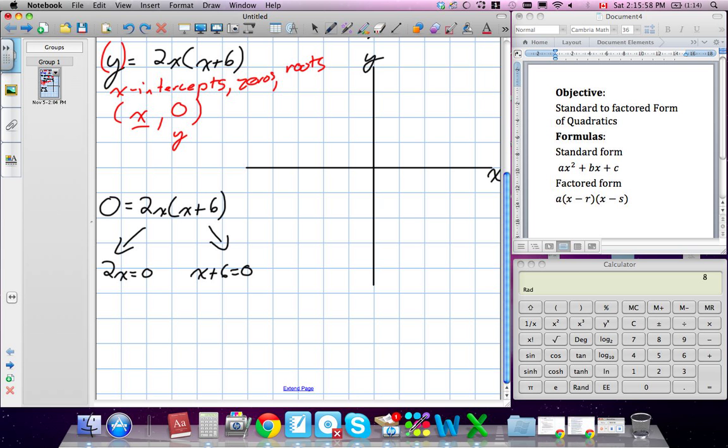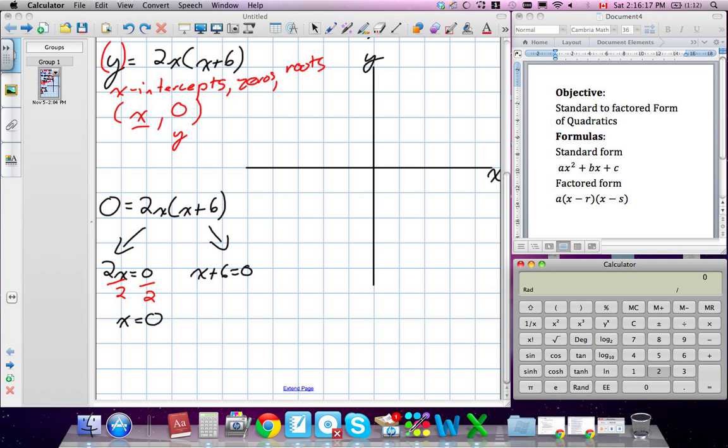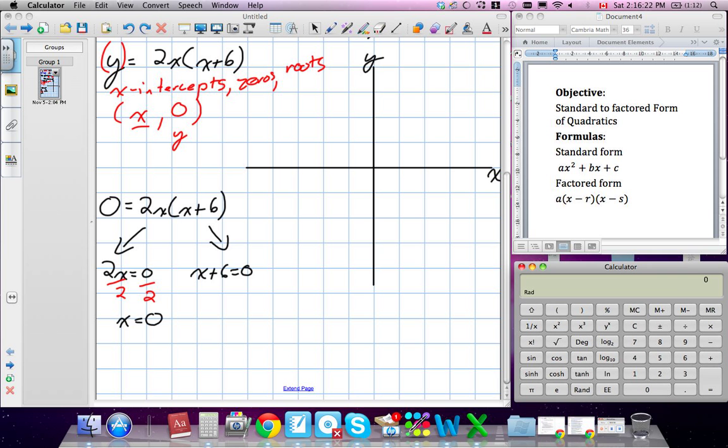What would x equal in that case? 0 divided by 2 is 0. 0 divided by anything is 0; all of those answers will be 0. So x is 0. In our other case, when we move 6 to the other side of the equation, what will we get?